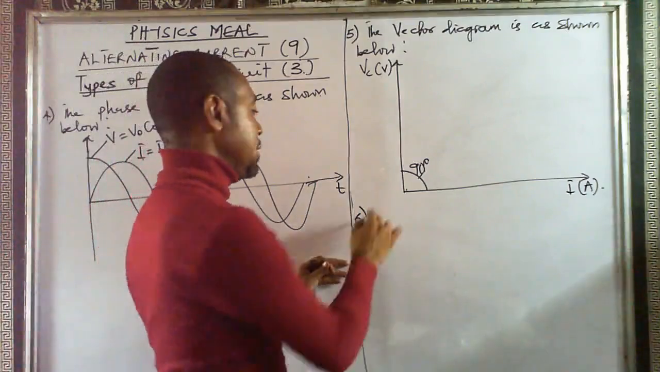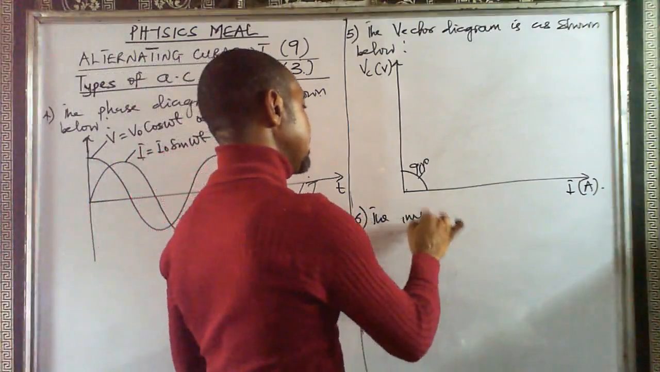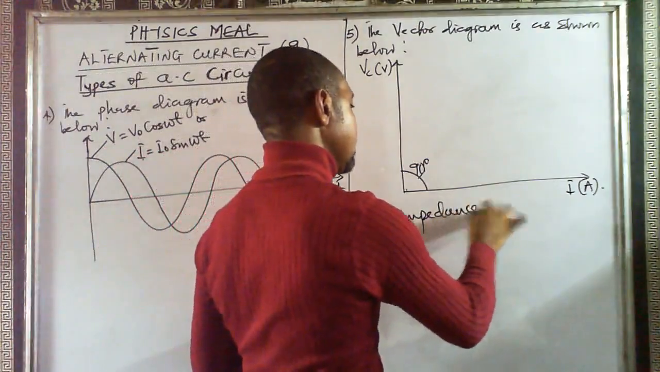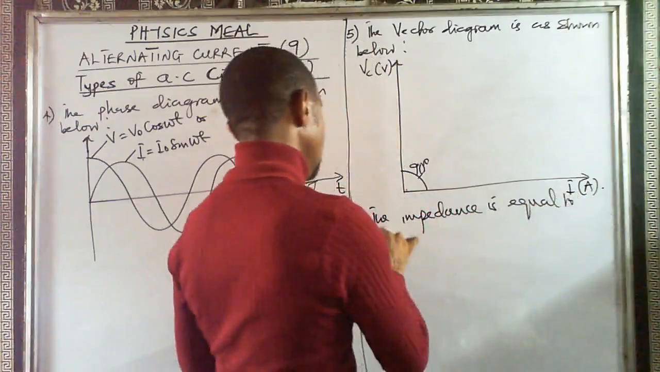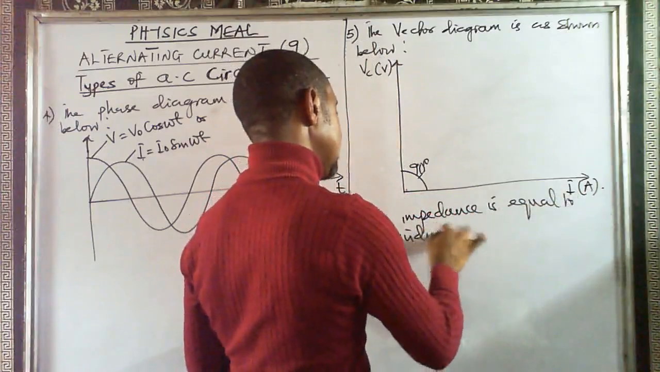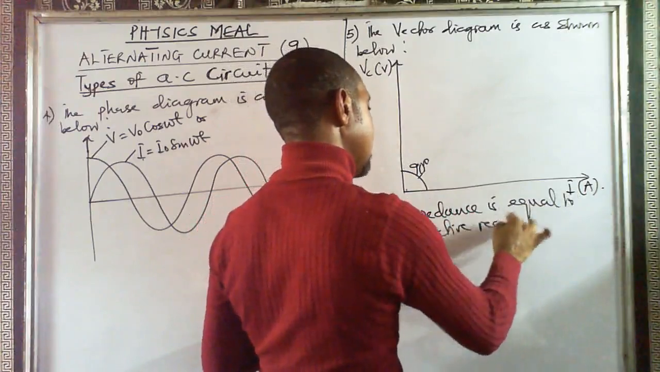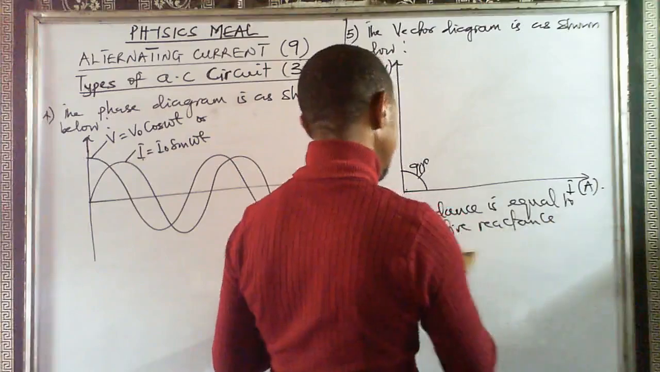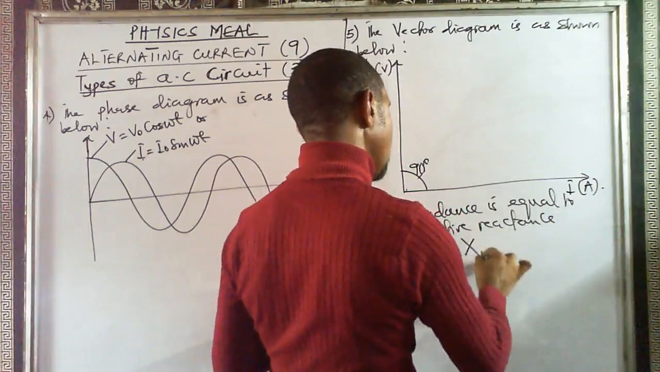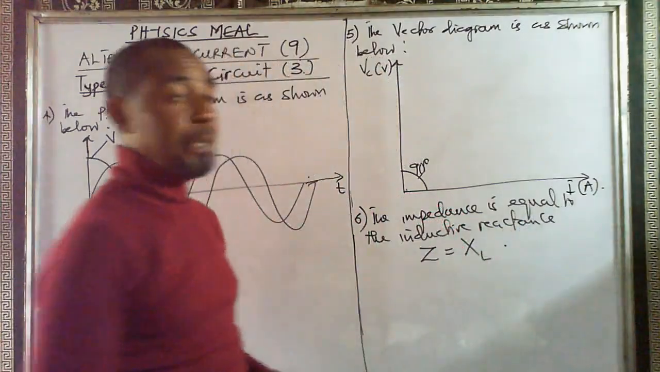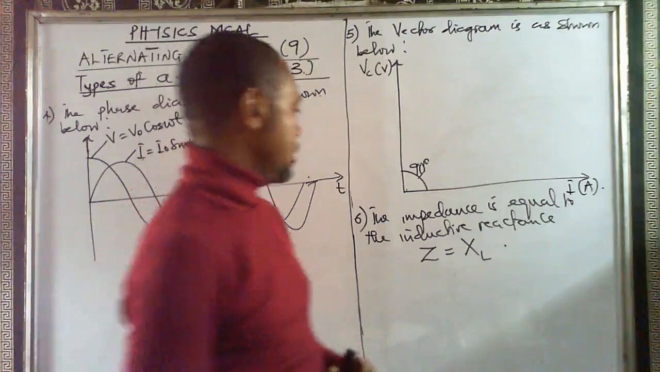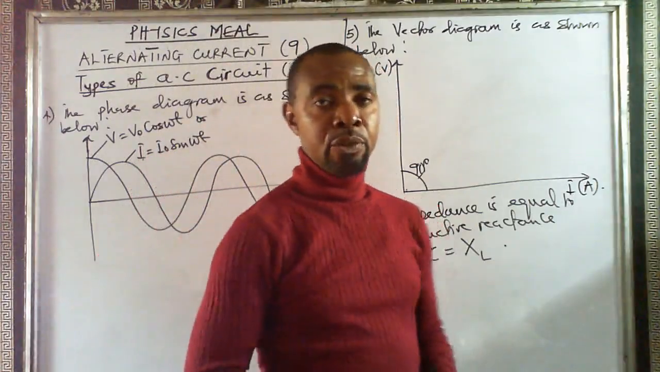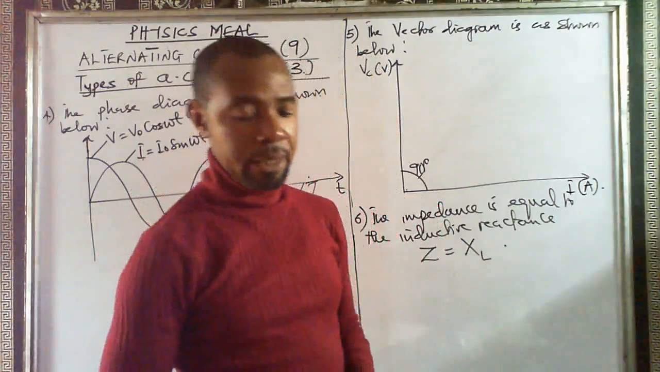So point number 6, the impedance is equal to the inductive reactance. So that means Z is equal to XL for a pure inductive circuit. Right? Should we make more points? Yes, I think we have to.